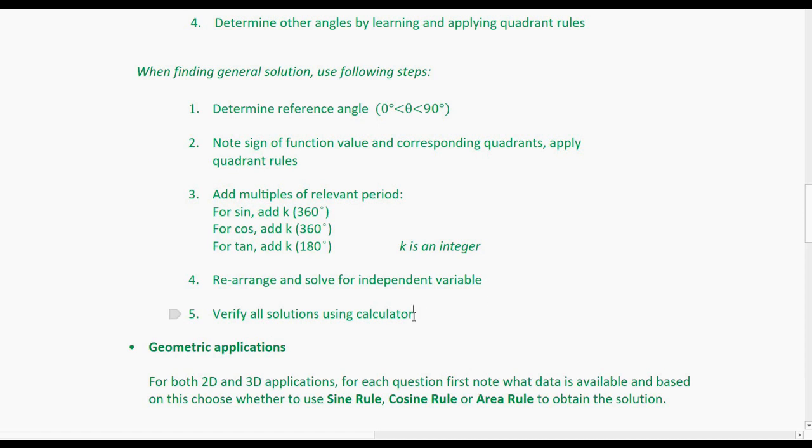And then the final step is not absolutely necessary, but it's worth doing just to confirm you've got the correct answer. And that's by verifying all your solutions using the calculator.